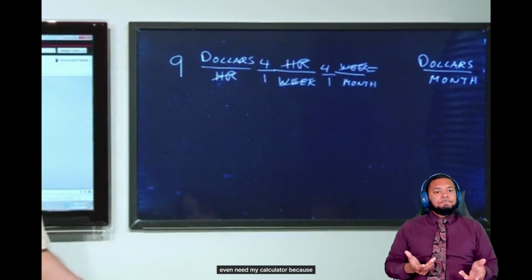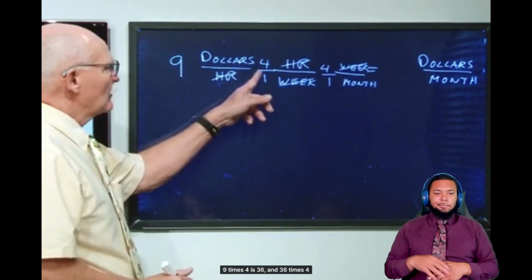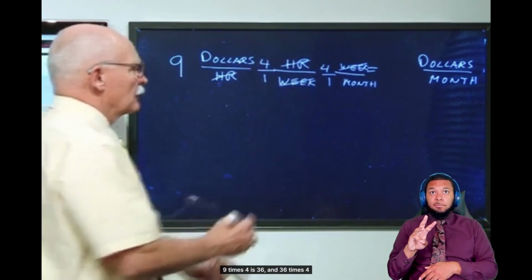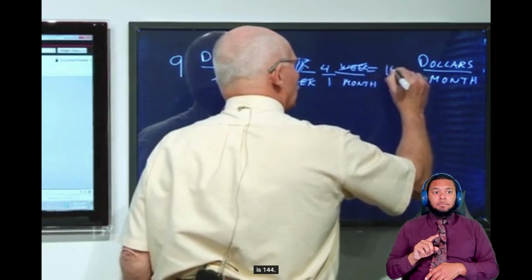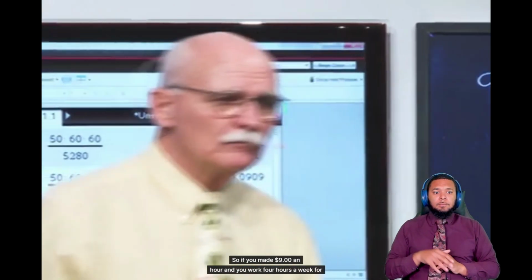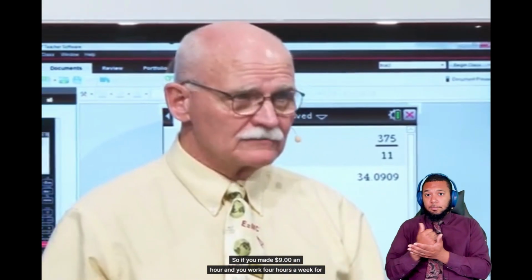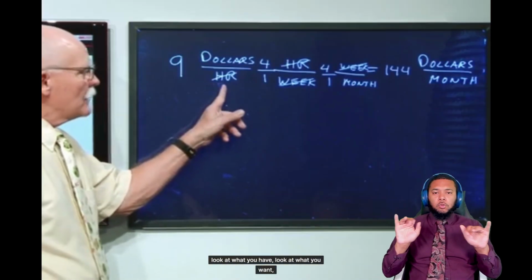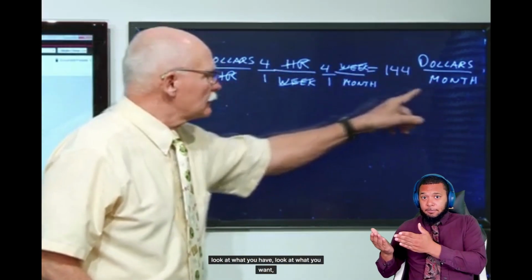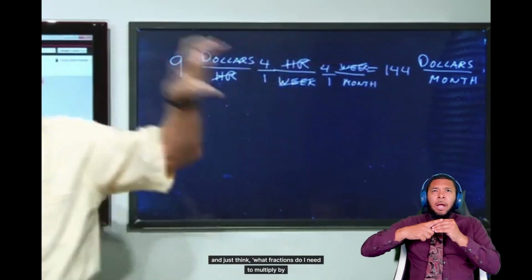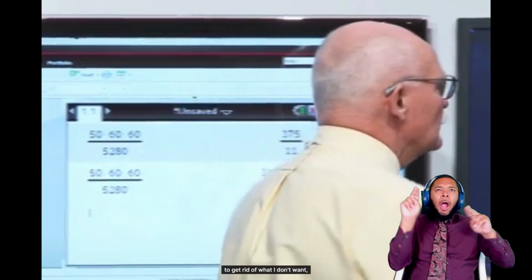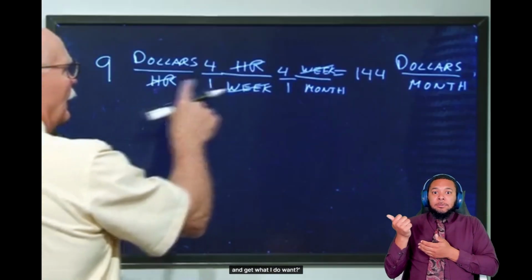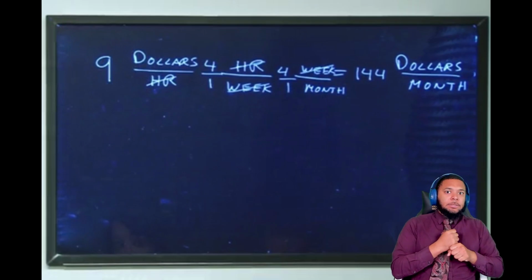Now this time I don't even need my calculator because 9 times 4 is 36, and 36 times 4 is 144. So if you made $9 an hour and you worked 4 hours a week for 4 weeks a month, you'd make $144 every month. Okay? No matter what kind of unit you're working with, look at what you have, look at what you want, and just think, what fractions do I need to multiply by to get rid of what I don't want and get what I do want?